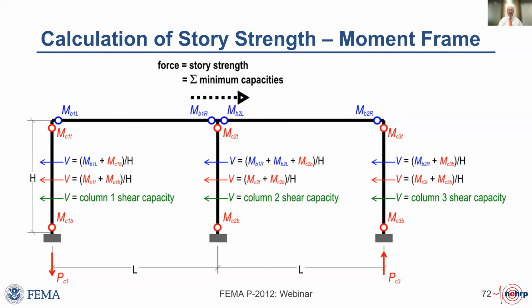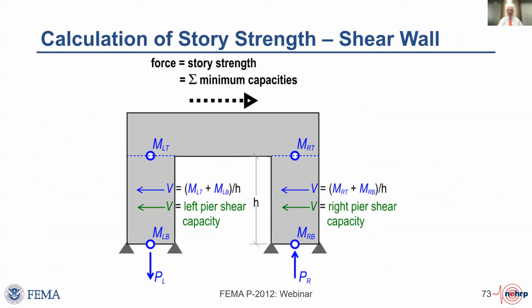With moment frames, again, we've got shear capacities in columns, flexural capacities in columns, flexural capacities in beams, and you could think about all of those things. Again, the idea is to consider the various behaviors and find what controls, what has the least strength for the story, and that's how you would characterize the story strength. For shear walls, similarly, with wall piers, we could think about shear response and flexural response in order to then characterize the story strength.